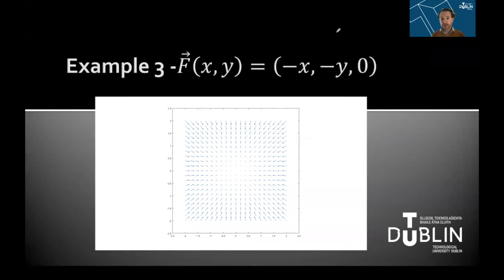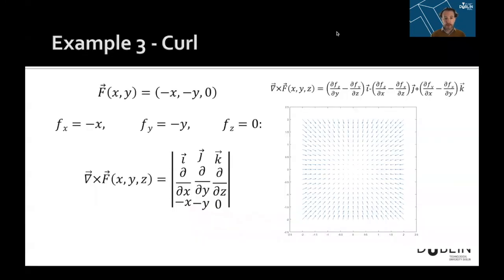So now we have example 3. Immediately you see, as we've seen from the divergence, there's inflow, but there doesn't look like any rotation. Let's see what the mathematics shows. Like before, we have our flow field and we take the x component, the y component, and the z component and put it into our curl formula.